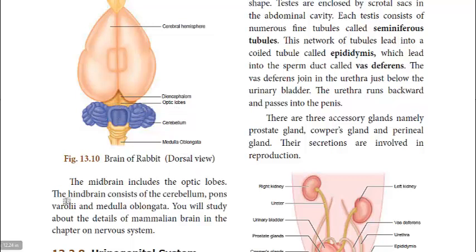And then the hindbrain. In the midbrain, only optic lobes are there. Hindbrain is the last, posterior region of the brain. Hindbrain consists of cerebellum, pons varolii and medulla oblongata. You will study the details of the mammalian brain in the chapters on nervous system. Already we know the parts of the brain. We have already studied this in our nervous system, isn't it?